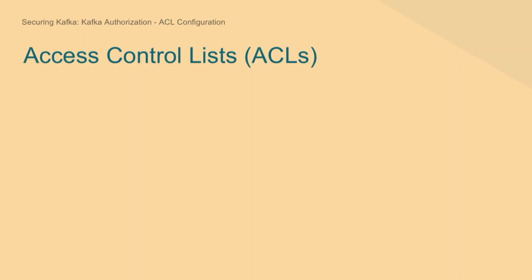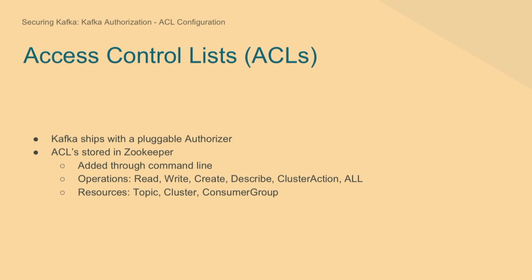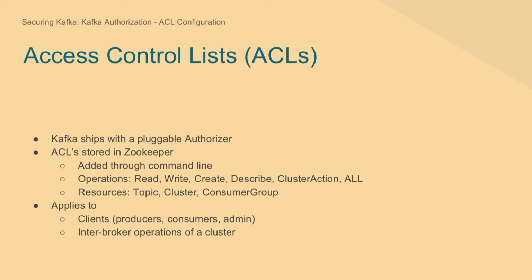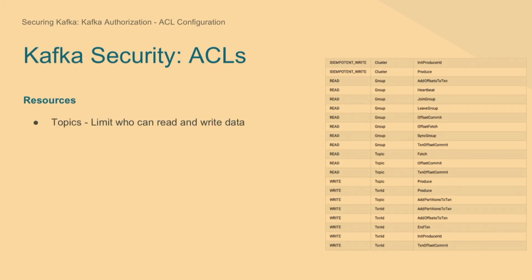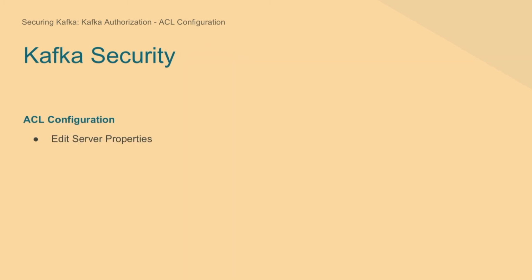So now I want to go in and add some access control lists. To do that, Kafka ships with the pluggable authorizer. The ACLs are stored in Zookeeper. Typical operations are read, write, create. The resources include the topic, the cluster, and then a consumer group. Here's some examples of those. I'm going to jump through a little bit.